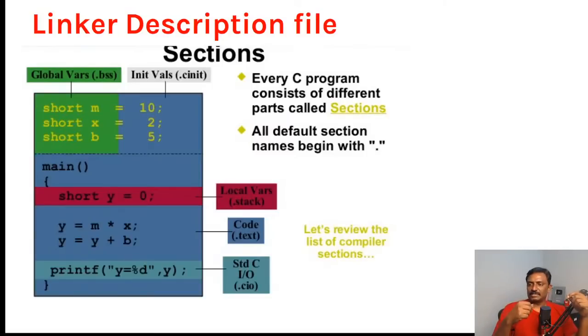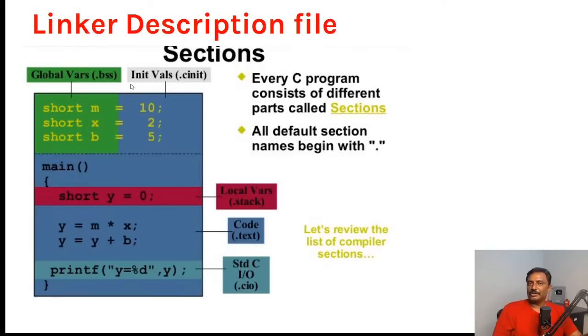So the majority is clear. I'll go on to the linker file. If you check the linker description file, and you take a normal C program, this C program will have different sections. For example, short M equal to 10, short X equal to 2, short B equal to 5. These are called .cinit sections, like initialized values. These are called global variables. So that is .bss and .cinit.